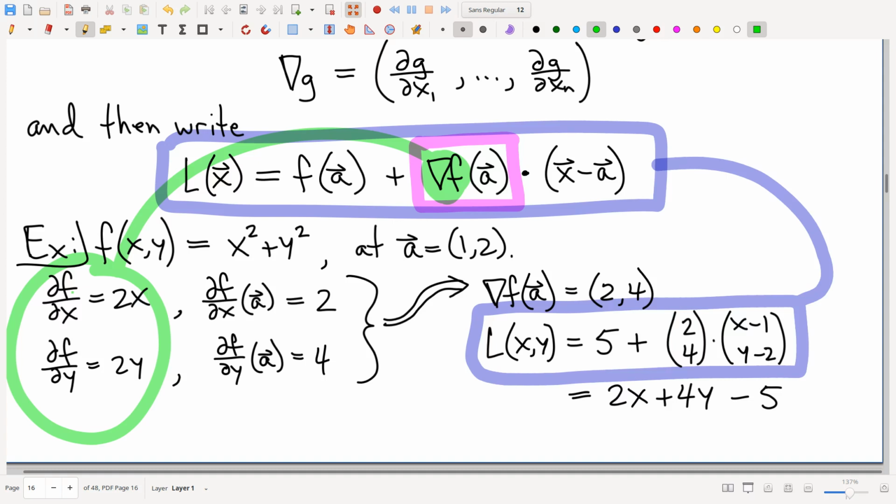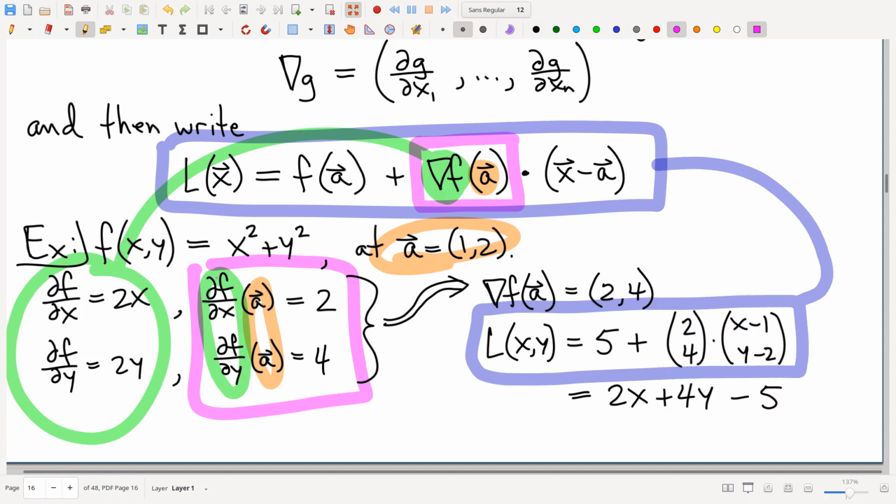Okay, so that's our gradient of f. Now we need to evaluate that at the point A. So I've got to take this point A and plug it into those functions, all together then giving me the numbers 2 and 4. Right? When you plug in x equals 1, y equals 2 into the gradient, you get 2, 4. And that goes there. Everybody good?